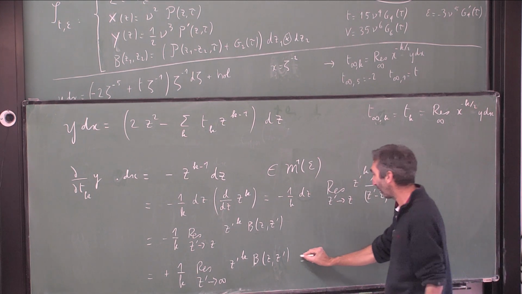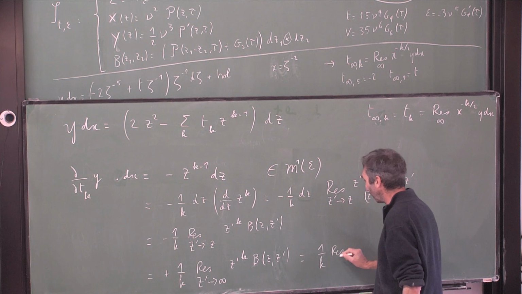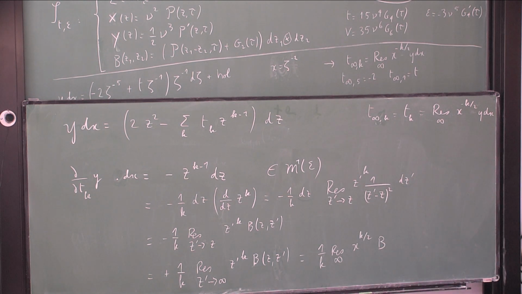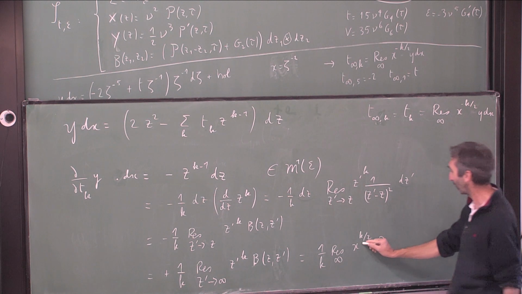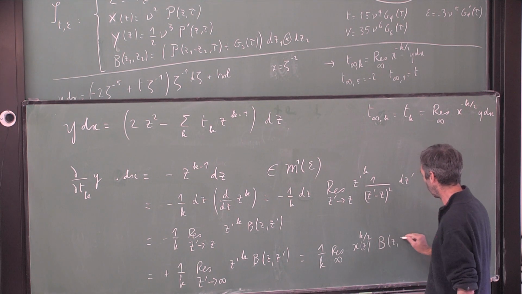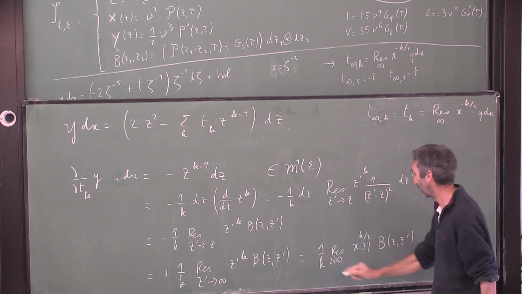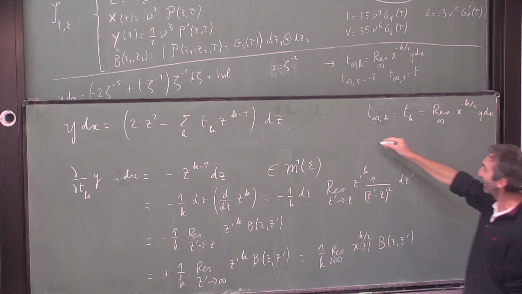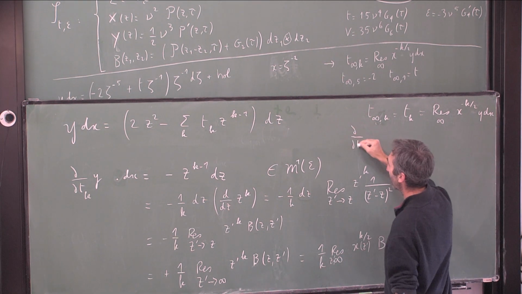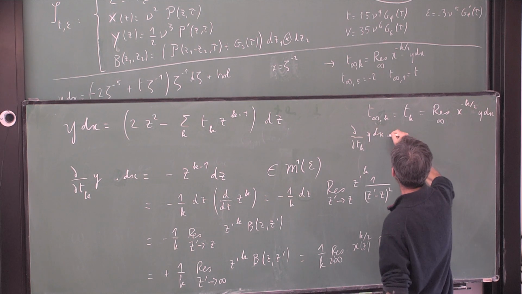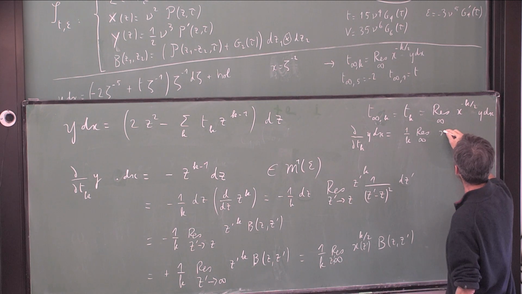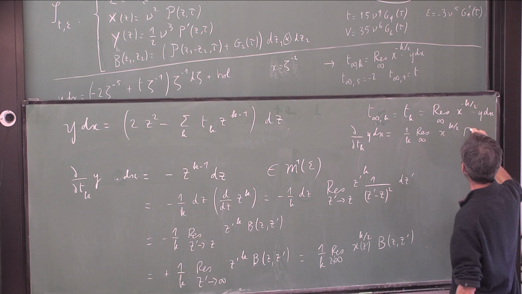And again, let me replace that by 1 over k, residue at infinity of x to the k over 2 times b. Okay, I'm quick, but x of z prime, b of z prime. So let me put it here, this relationship. d over dt_k of y dx is 1 over k residue at infinity of x to the k over 2 times b.